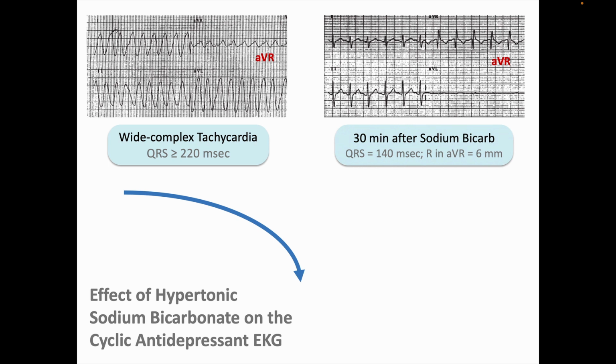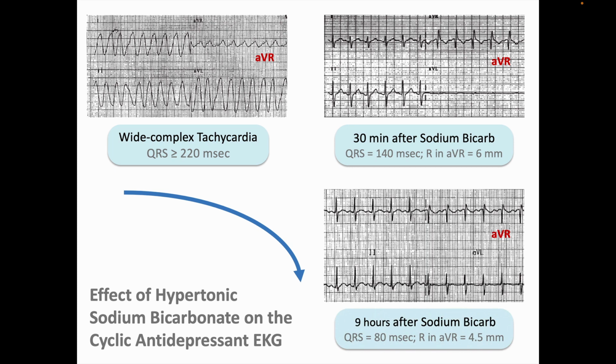And when the QRS narrowed enough, we are now able to see the rightward axis of the terminal 40 milliseconds of the QRS, with a prominent positive R wave in AVR. And 9 hours after starting bicarb, the QRS continues to narrow, and the rightward axis is still there, but normalizing.